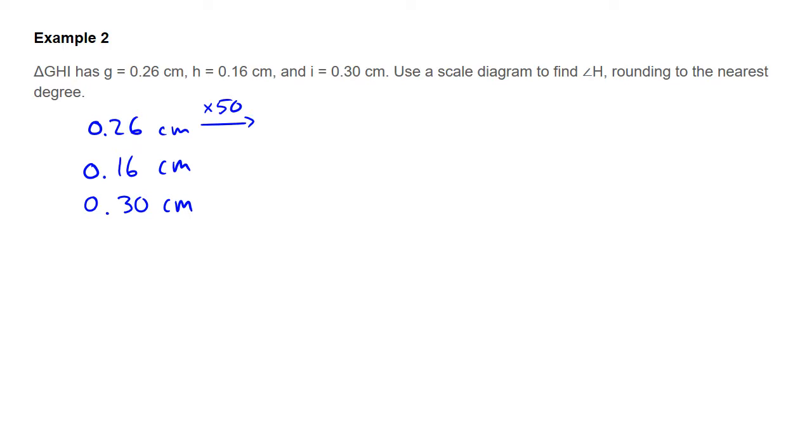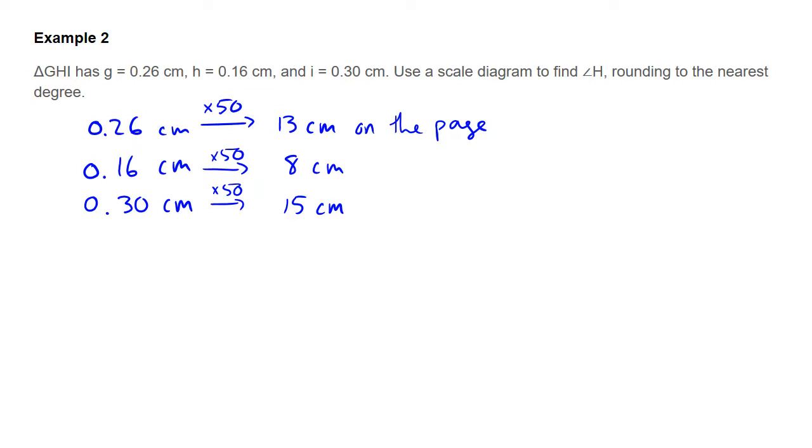50 times 0.26 gets me 13 centimeters on the page. So my triangle would be 13 centimeters long on that side instead of 0.26 centimeters. That seems pretty reasonable. I could try the same thing with these other two, times 50 and times 50, and I would get that this side length would be 8 centimeters and the third side length would be 15 centimeters. If you have enough room on your page, you could do this. That would be great. We could go ahead with that.